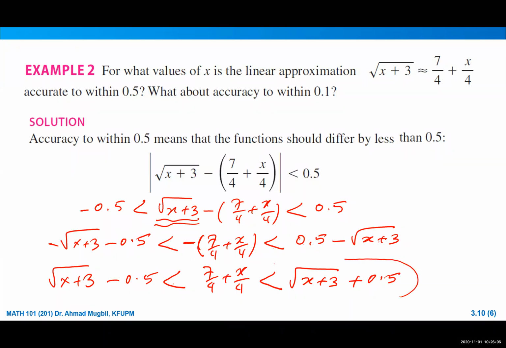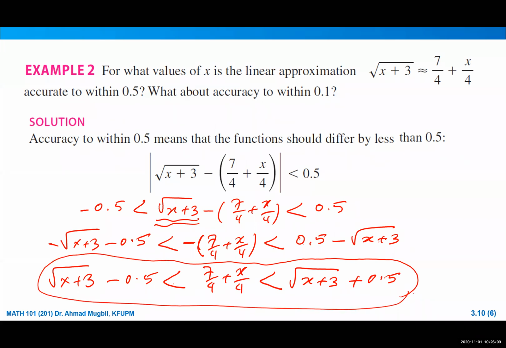What does this tell us, guys? It tells us what we are asking about. We want it to be accurate within 0.5. Look, our approximation, this is the linearization. The linearization should be within the exact one plus 0.5 or minus 0.5. So how do we do that? You need to solve this inequality, and it is not easy to solve. Don't even try. If we give you questions like that, they will be easy to solve. But for this one, it is not easy to solve algebraically. So what you need to do is solve it graphically.